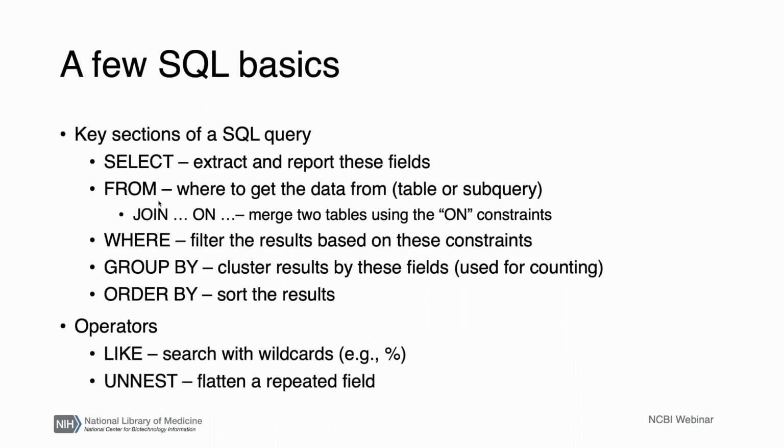And importantly, because BigQuery is a relational database, that means that you can link multiple tables on shared fields. So you can join, and we'll see an example of that in a minute. The where clause tells you which results you want: give me the results that meet these constraints. We'll also use group by, which is how you cluster results.